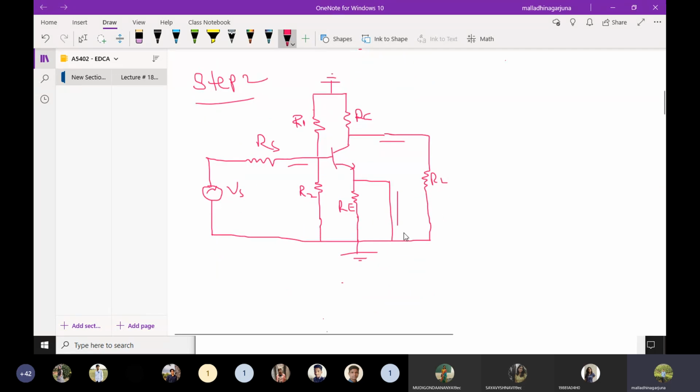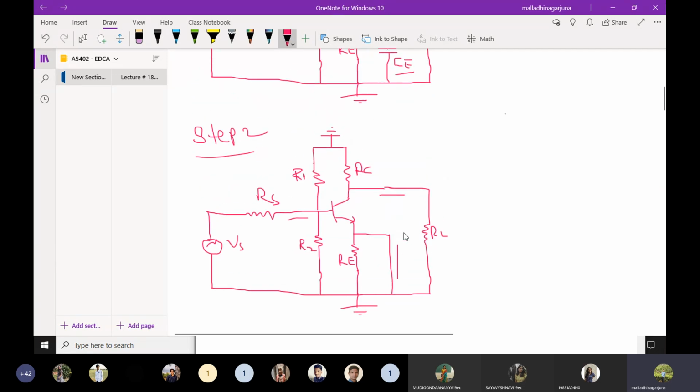Okay. And what is step 3 now? Step 3, redraw the equivalent circuit and replace all active devices by their H parameter model. That's step 3. Step 3 is to draw the equivalent circuit, and replace all active devices by their H parameter model.